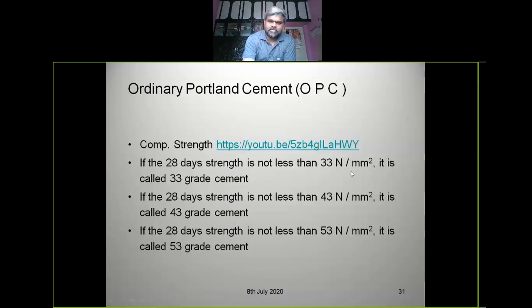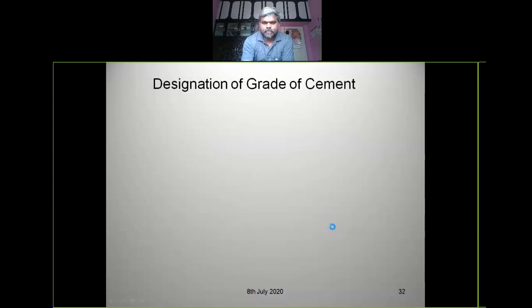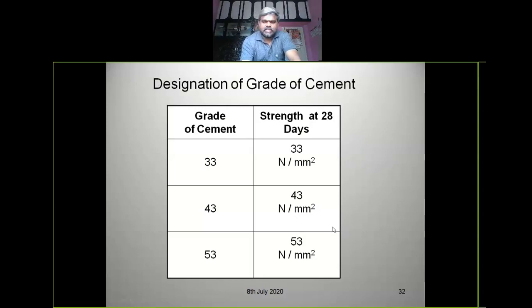If it is 33 Newton per mm square, then it is a 33 grade cement. If it is 43 MPa, it is 43 grade cement. If it is 53 MPa, it is 53 grade cement, which is important for the grades of cement. This table shows 33 grade cement with a 28 days strength of 33 MPa, 43 grade cement with 43 MPa, and 53 grade cement with 53 MPa, right?